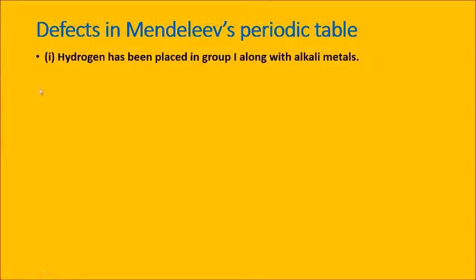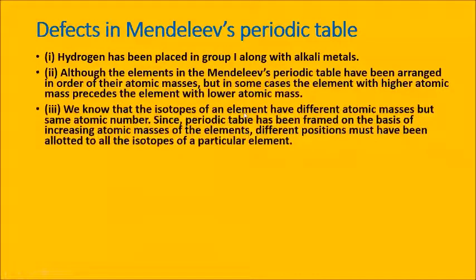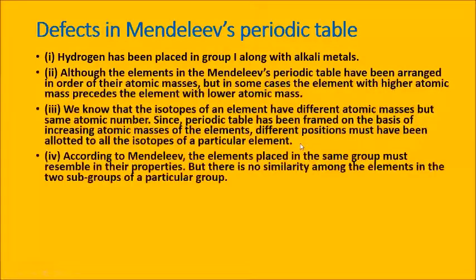So that's a defect. Although the elements in Mendeleev's periodic table have been arranged in order of their atomic masses, in some cases the element with higher atomic mass precedes the element with lower atomic mass. We know that the isotopes of an element have different atomic masses, but they have the same atomic number. Since the periodic table has been framed on the basis of increasing atomic mass, different positions must have been allotted to all the isotopes of a particular element, but this was not done.